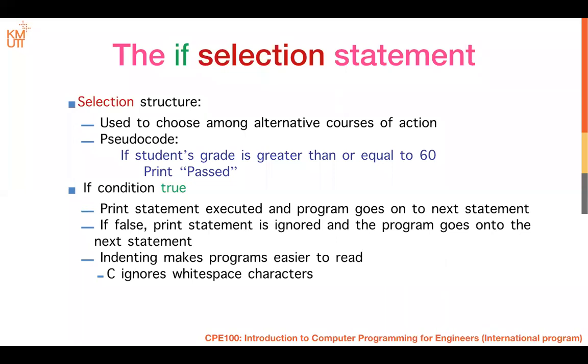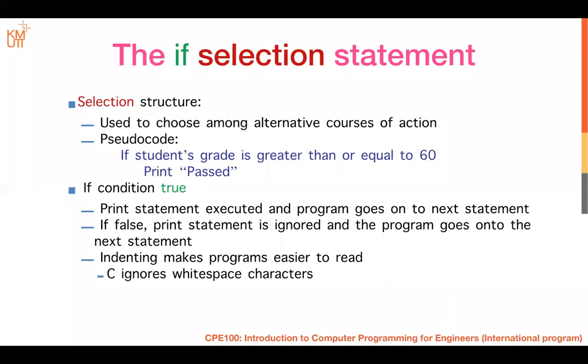For this example, you can write in pseudocode: if student's grade is greater than or equal to 60, print passed. If it is greater than or equal to 60, you get passed. So if the condition is true, you execute the print statement and go to the next statement. But if false, the print statement is ignored and the program goes on to the next statement.